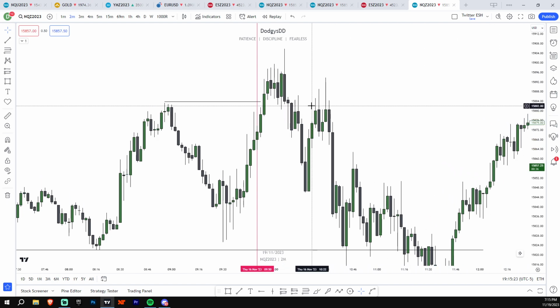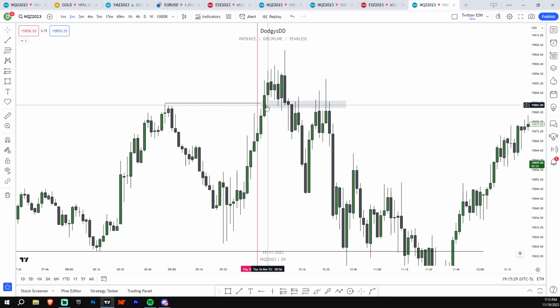And I like the inverse model. This is an example of the inverse model. You can see we break this bearish, or this bullish Rayleigh gap, and then we come and violate this. And this is my model.